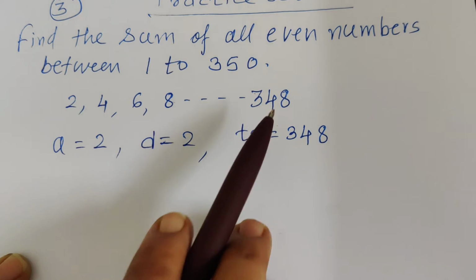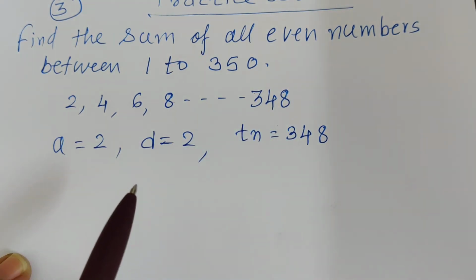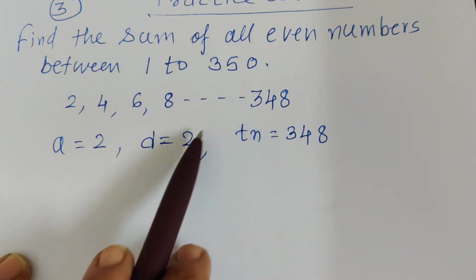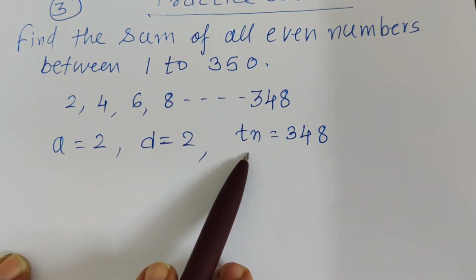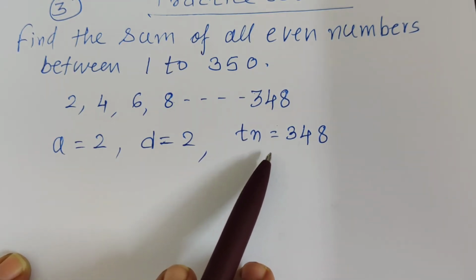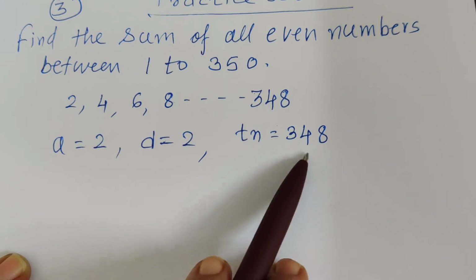We don't know on which term number 348 is present, or what the term number of 348 is. So we are saying it is Tn. That means Tn is equal to 348.